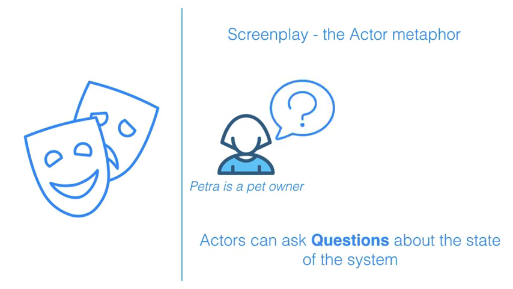Finally, an actor needs to be able to look at the system and see whether the system is in the state that she's expecting. So Petra will want to be able to look at the application and see whether the booking has actually gone through. In general, we say that actors can ask questions about the state of the system, and they use these questions to test their assumptions or to check their expectations about what the results or the outcomes should be.